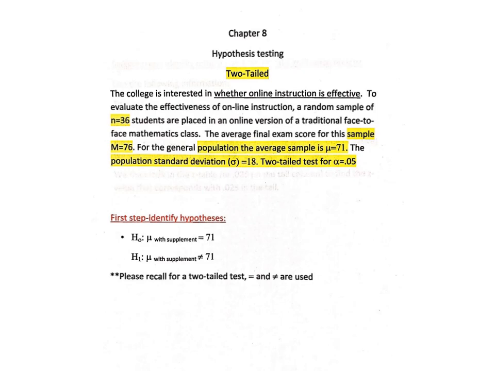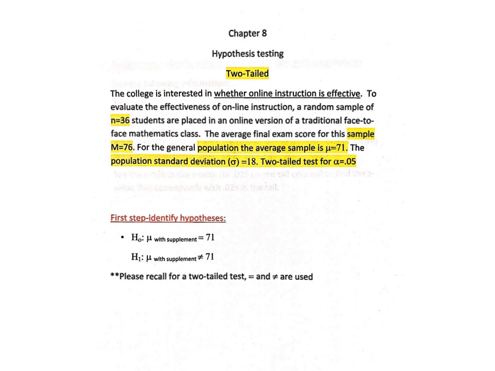Today we're going to talk about hypothesis testing, two-tailed. What we're interested in here is a particular research question: we want to know whether or not online instruction is effective. To evaluate this, we're going to take a random sample of 36 students and place them in an online version of a traditional face-to-face class in mathematics.